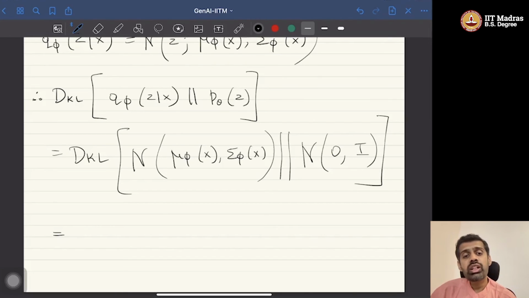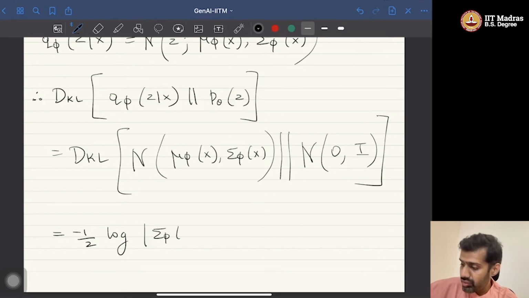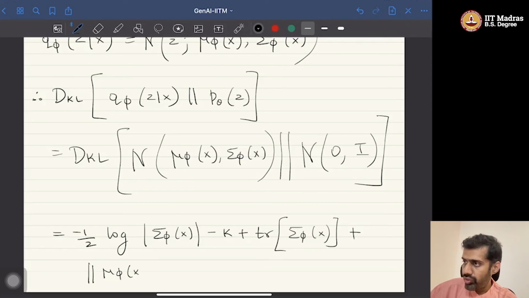The KL divergence between two Gaussian distributions can be deterministically found out, and that can be shown to be equal to minus half log determinant of sigma phi of x, minus k, which is the dimensionality of the latent space, plus trace of sigma phi of x, plus the norm of mu phi of x squared.